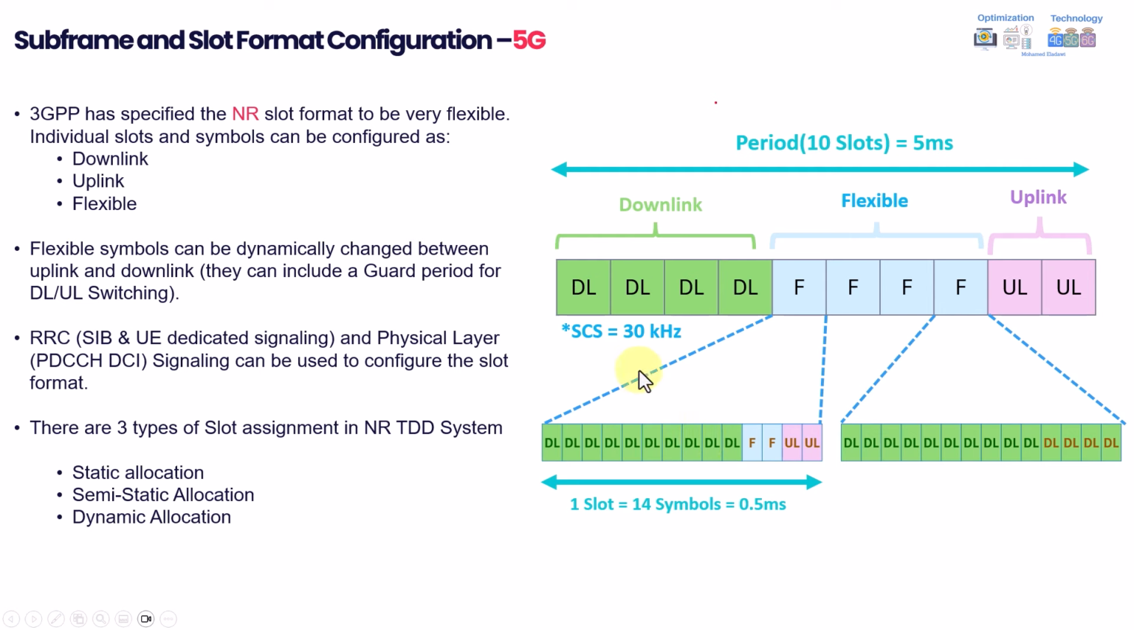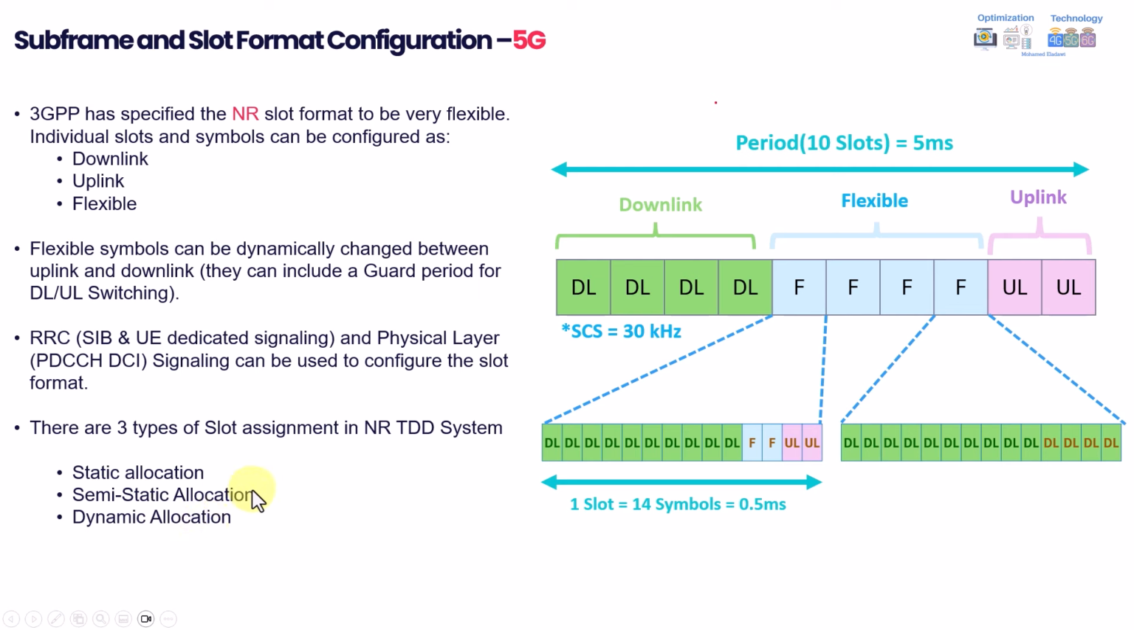So the main difference between 4G and 5G is that 5G can use the exact same concept as 4G, which is static. You can configure static resources, for example, 8 for downlink, 2 for uplink, like that. This is the static case, and it cannot be changed if you configure it as static from the beginning. Or now, NR introduced new concepts, which are called semi-static allocation and dynamic allocation.